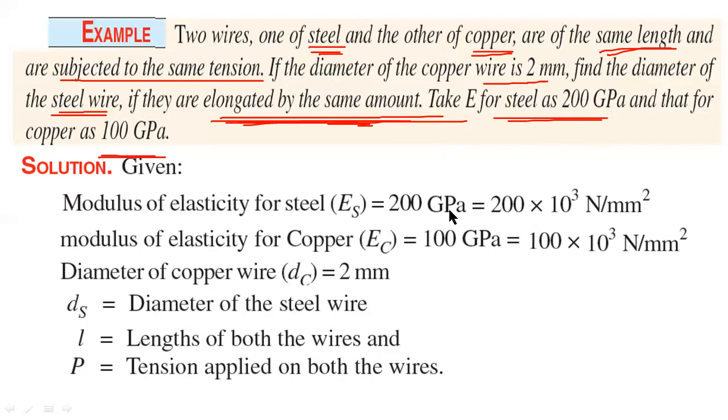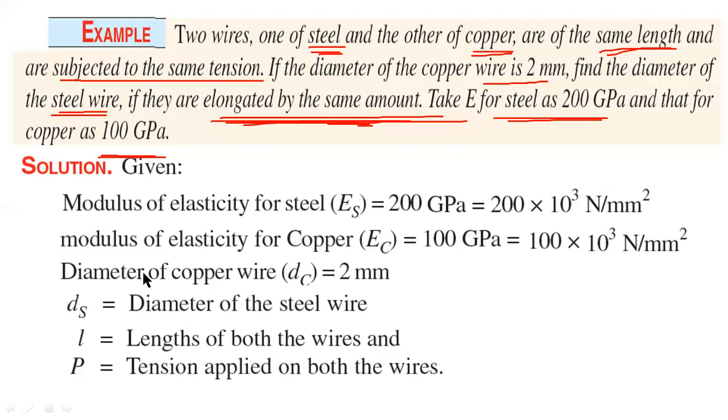200 GPa. Then you have to convert this gigapascal, where G is giga, into megapascal. So here 1 gigapascal equals 10 power 9 Newton per meter square, or 10 power 3 Newton per mm square. In mm, 1 gigapascal equals 10 power 3 Newton per mm square. Similarly, Young's modulus for copper material equals 100 gigapascal, so 100 into 10 power 3 Newton per mm square.